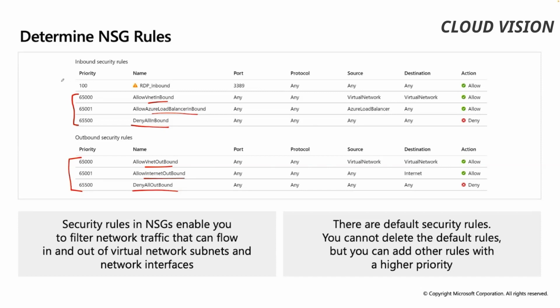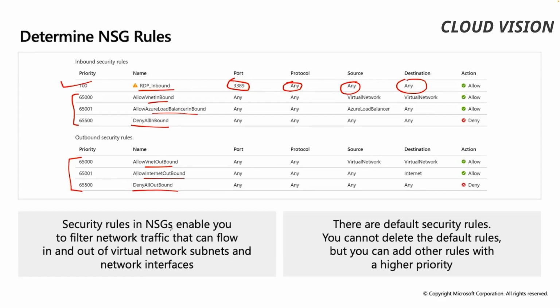Here, a custom rule has been added. For priority 100, RDP inbound for this particular port, for any protocol, any source, and any destination has been created. So this will allow users to connect to VMs using the RDP inbound rule.